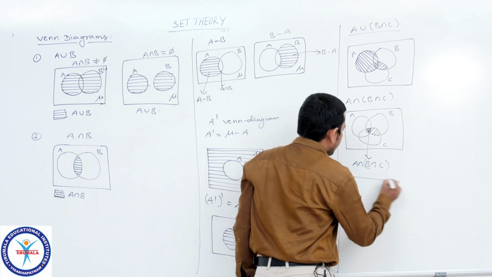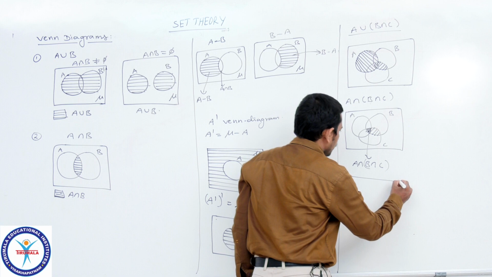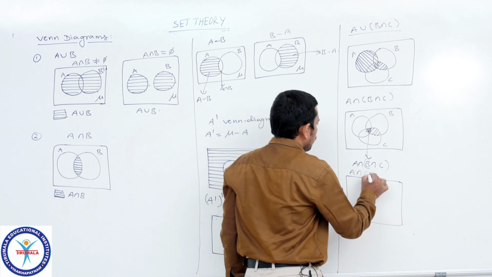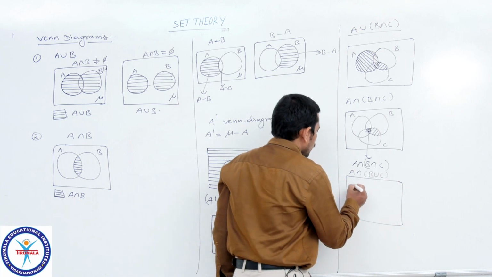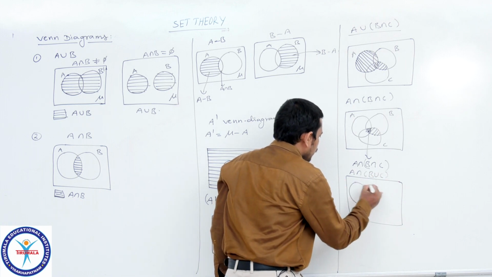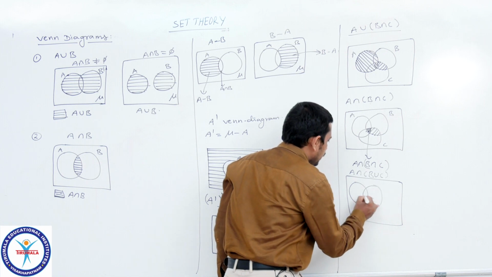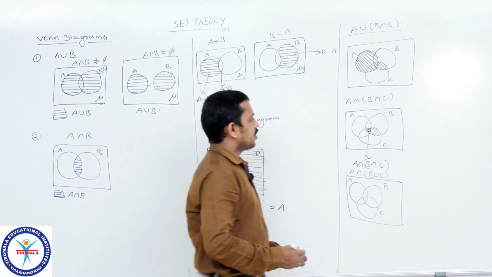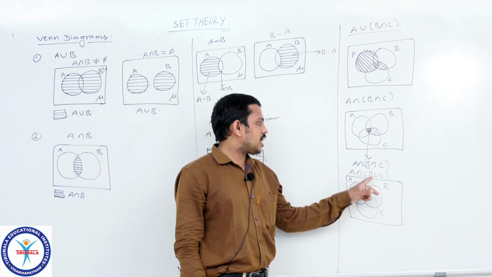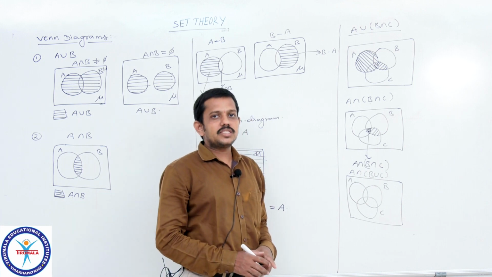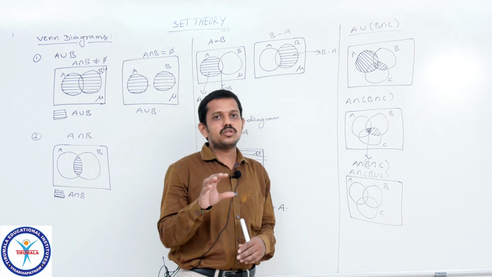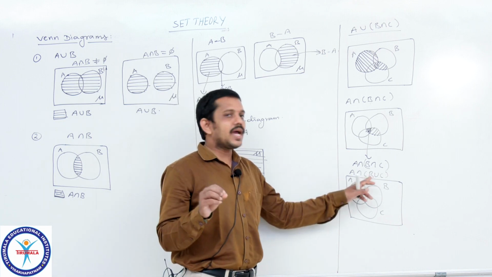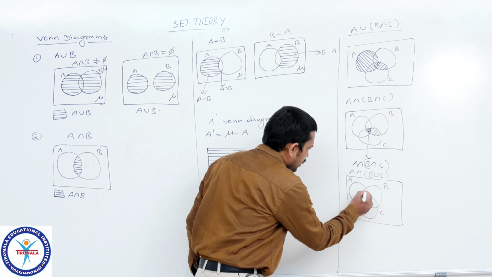Now, we will draw the Venn diagram for A intersection B union C. So, consider circles A, B, C, and here first we have to consider B union C. B union C means the region which belongs to either B or C, means the total region of B and C. So, this is the B and C region.